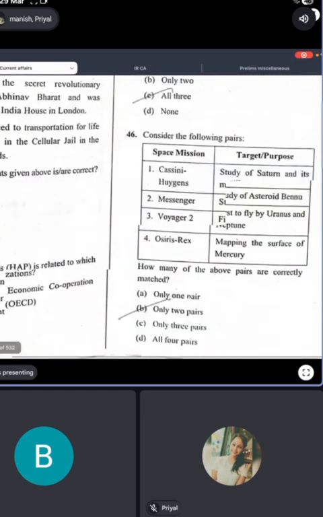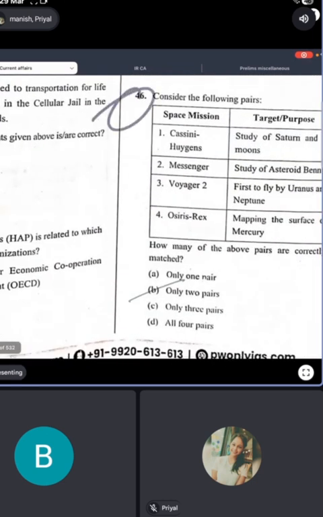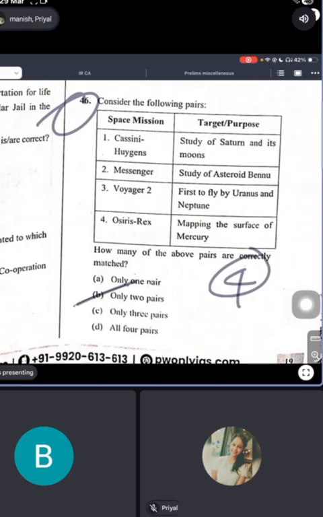See, guys. Now read this question again, guys. Four are considered there. Consider the following pairs: space mission, target, purpose. Cassini-Huygens, study of Saturn and its moon. Messenger, study. That is okay. That is right. I'm not going into knowledge, Bhagya, today.